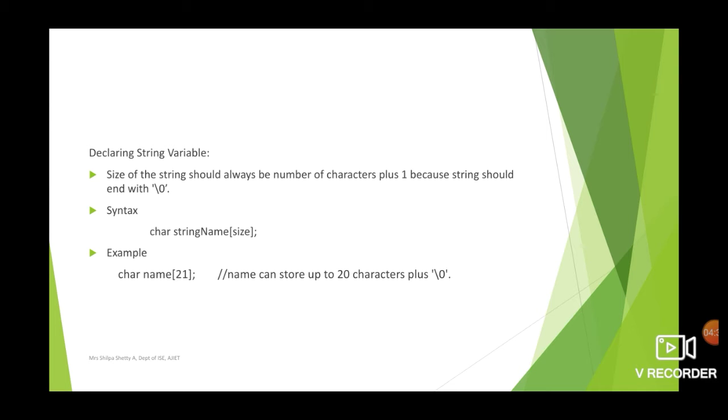The syntax is char string_name[size]. Char is the data type, string_name is the name of this string, and within square brackets you have to mention the size. The size should be 1 greater than the actual size. Let us take an example here: char name[21]. Name is a string here which can store at the max 20 characters. When you have written 21, it means one location is for the null character and the remaining are for the string. So at the max you can store a string of 20 characters.